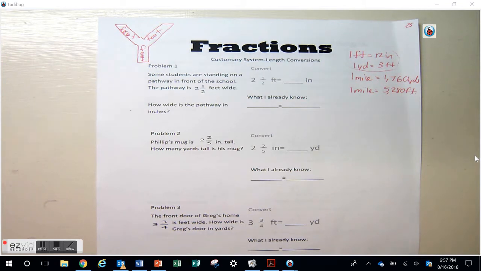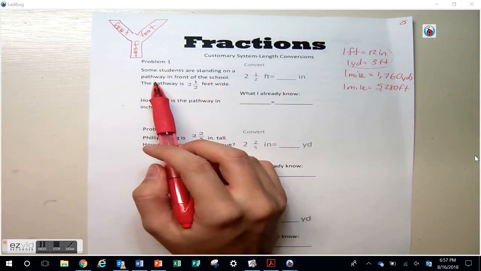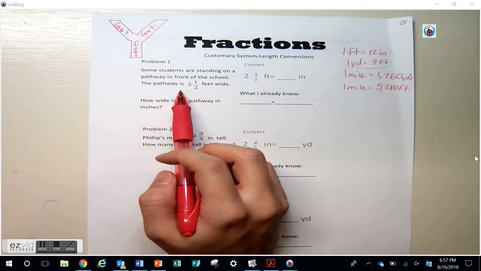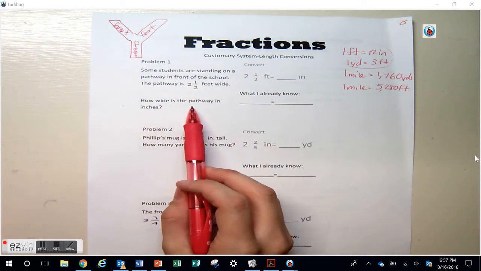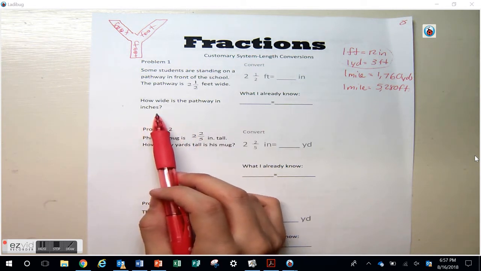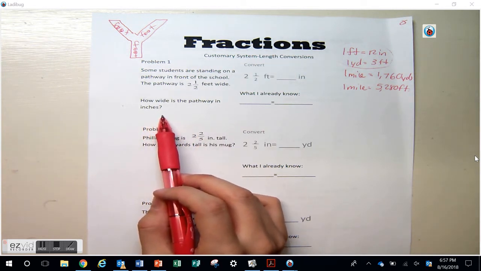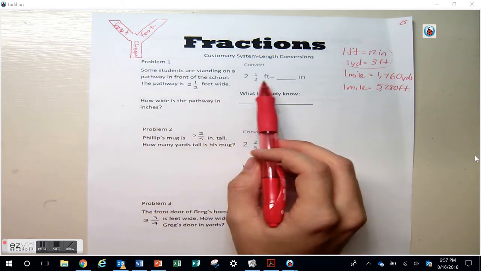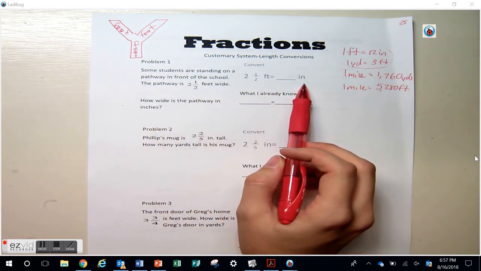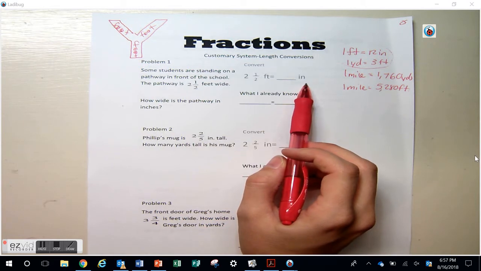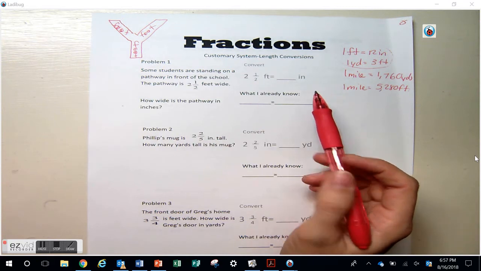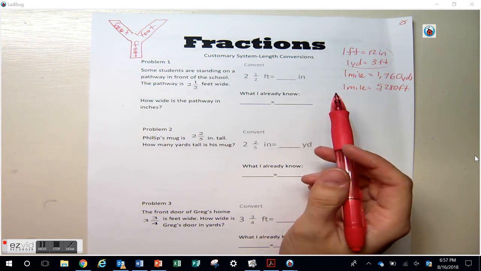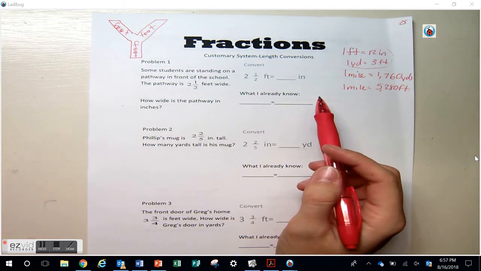So let's read our first problem. Some students are standing on a pathway in front of the school. The pathway is 2 1/2 feet wide. How wide is the pathway in inches? So here we are converting from feet to inches. So instead of us memorizing, oh, when I convert from a bigger unit to a smaller unit, I need to do this. And when I convert from a smaller unit to a bigger unit, I need to do that.